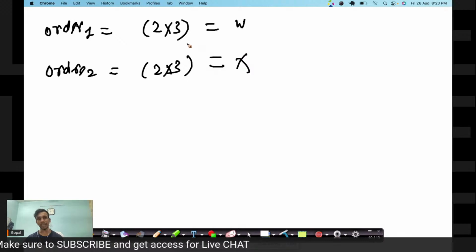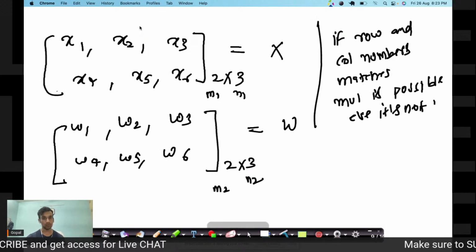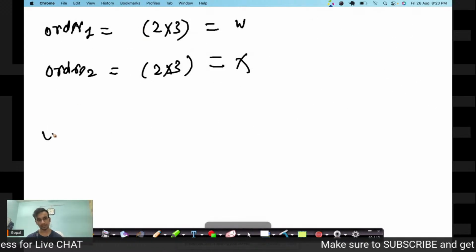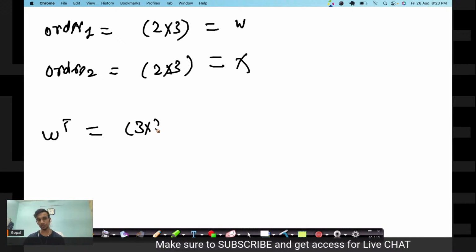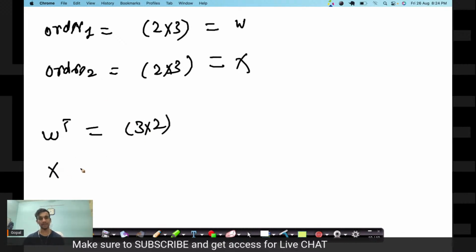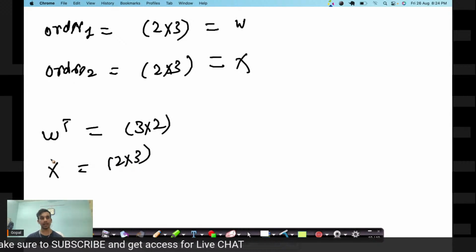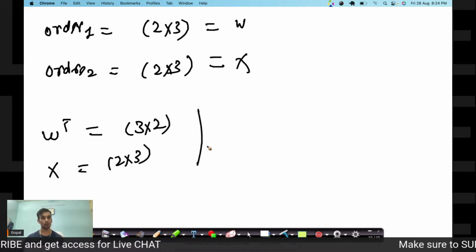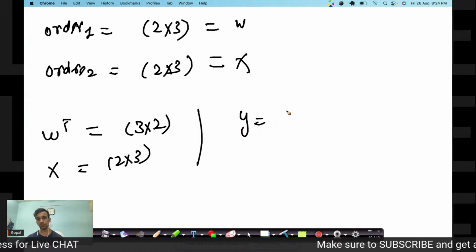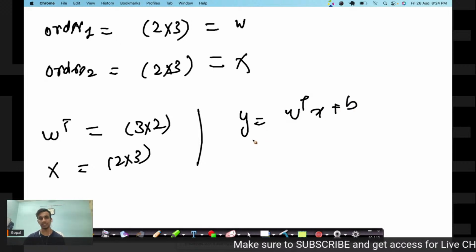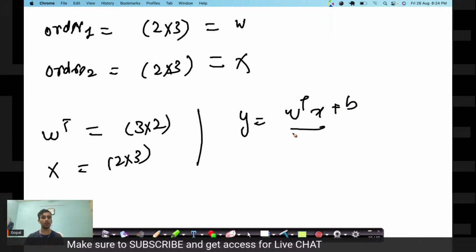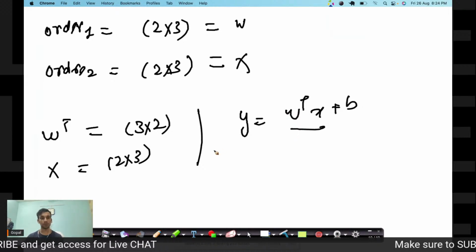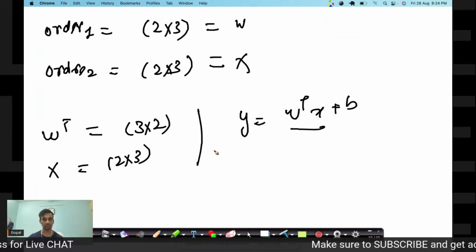Now what we can do here, instead of taking W, is take W dash. W dash will have an order of 3 cross 2, and X is already having an order of 2 cross 3. Now the multiplication is possible. So when I write Y is equal to W transpose X plus B, that is the reason. In order to carry out that matrix multiplication, it is only possible when the rows and column values match.